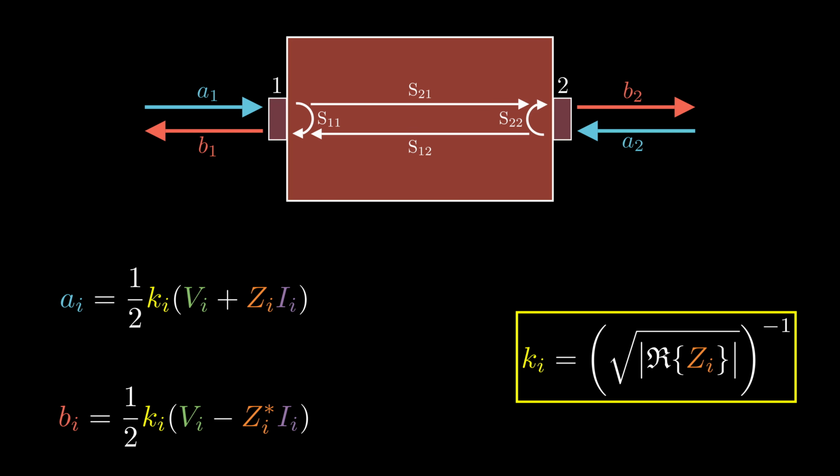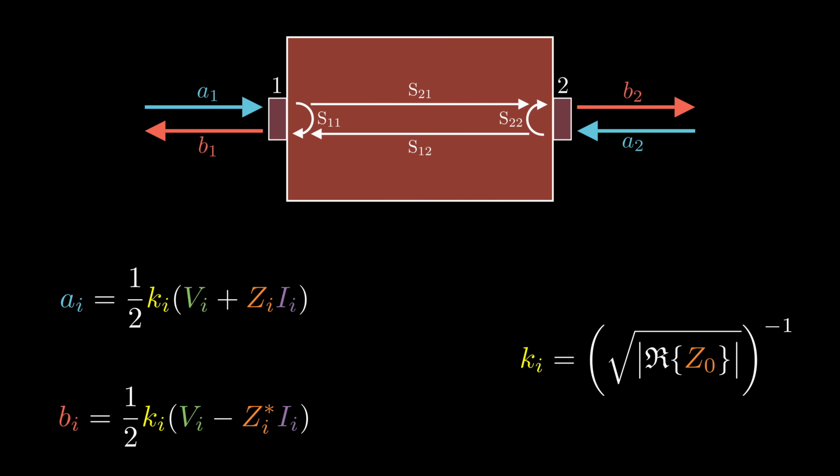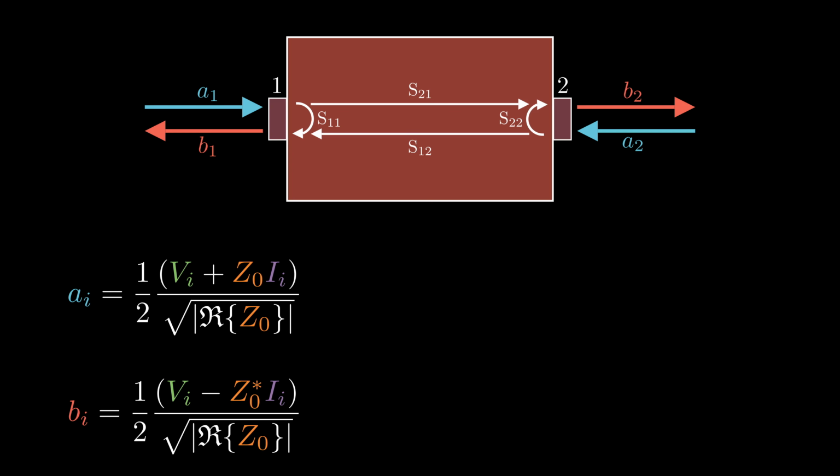If the ports of the network all share the same impedance, which is usually the case, Zi can be replaced by Z0. So let's substitute this coefficient back into the power wave equations. We can now relate the output with the input by simply attaching a coefficient.